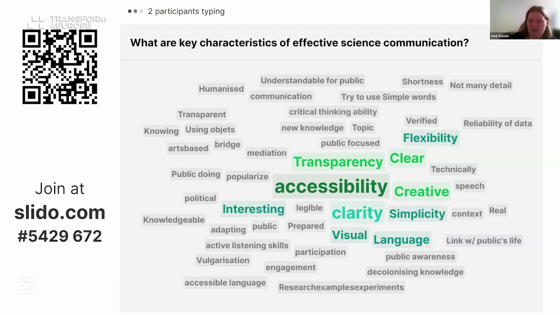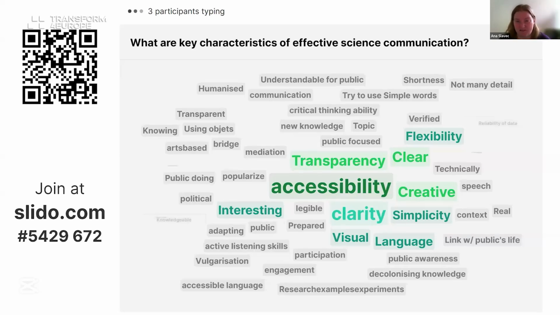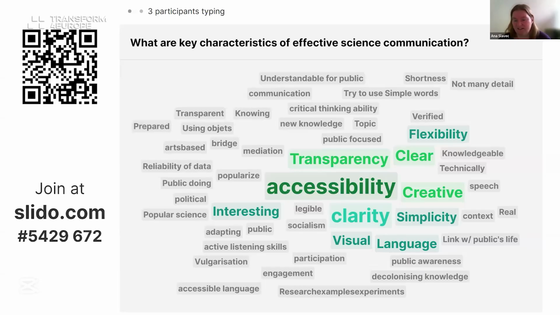storytelling. When I search for information about what is good science communication, often the word storytelling appears. So the ability to tell science through stories. Maybe I'm missing it, but I don't see it in the responses. What stands out here maybe is transparency, accessibility, creativity. Yeah, maybe creativity is something related to the storytelling.